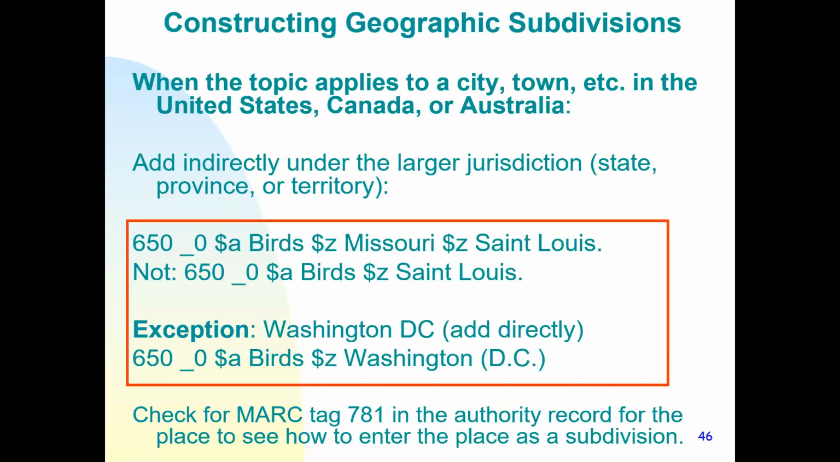Okay, so when the topic applies to a city, a town, etc., in the United States, Canada, or Australia, add indirectly under the larger jurisdiction. So we can't just put St. Louis, we have to go through Missouri. So we do Birds, subfield Z, Missouri, subfield Z, St. Louis. Washington, D.C. is one that we do add directly though. So Birds, subfield Z, Washington, D.C.